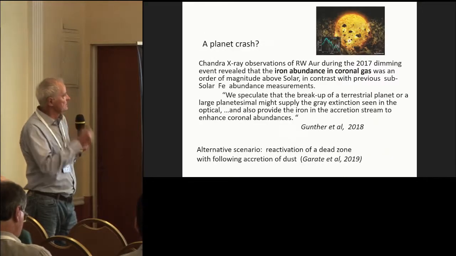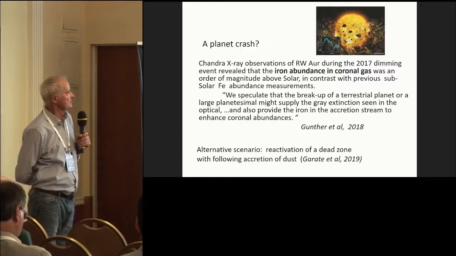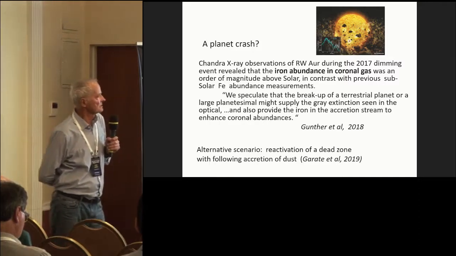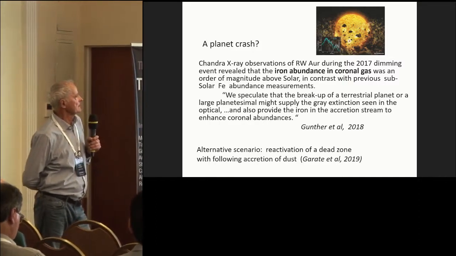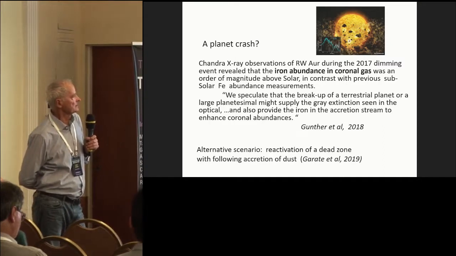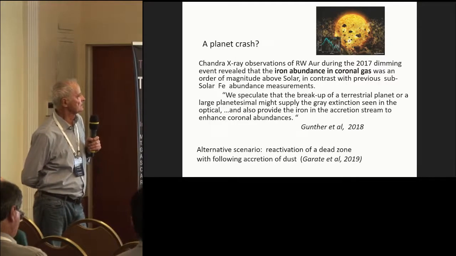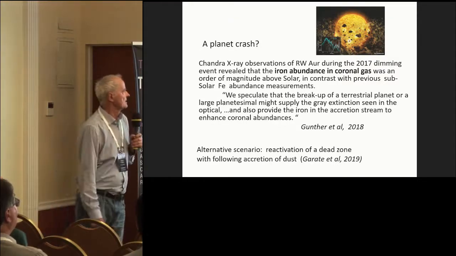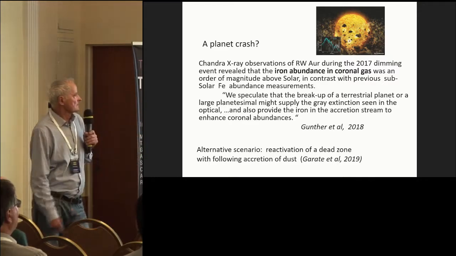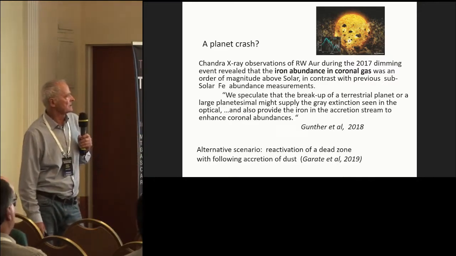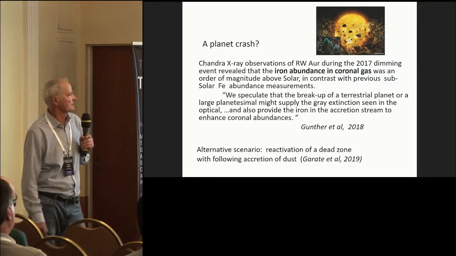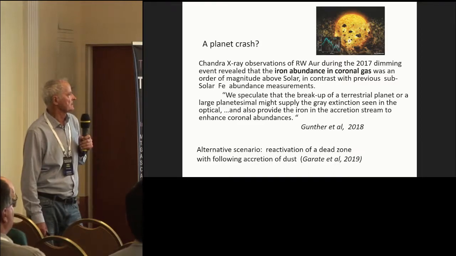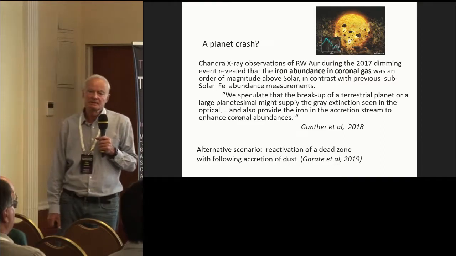Another interesting result was obtained by Chandra X-ray. They observed RW Aur during one of the dimmings in 2017 and revealed that the iron abundance in coronal gas was an order of magnitude above solar, in contrast with previous subsolar measurements. They speculate that the breakup of terrestrial planets or large planetesimals might supply the gray extinction seen in the optical and also provide high metallicity in the coronal gas.